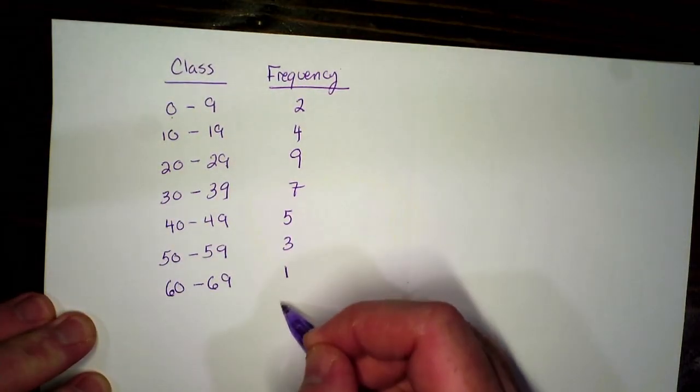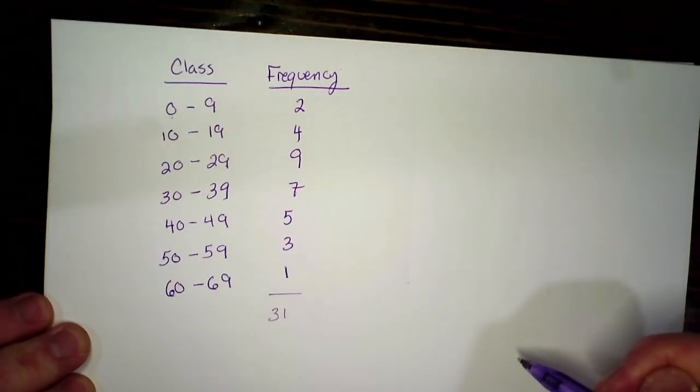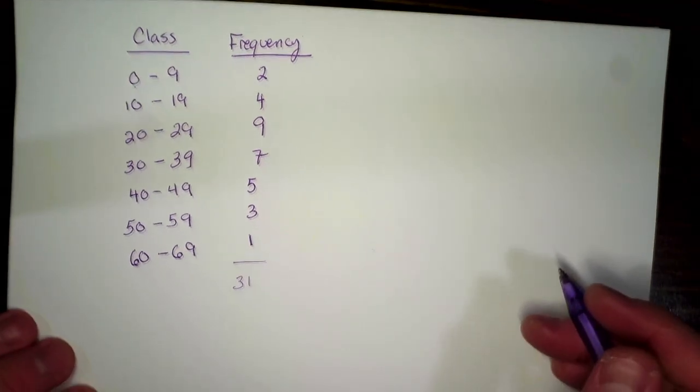Now, if I add all these days up, I should get a total of 31 because there are 31 days in January. You can check me on that, but I'm pretty sure we do.